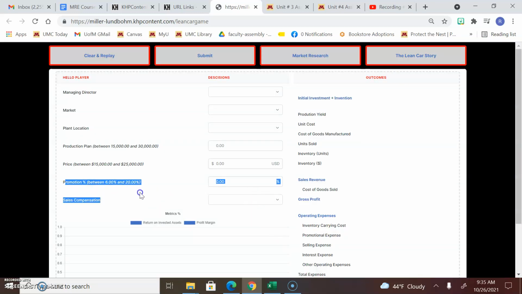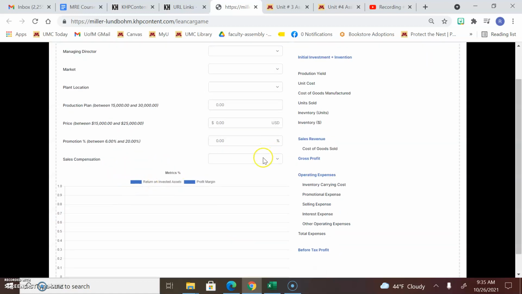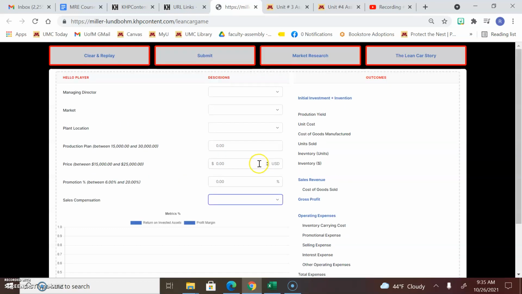You must also choose a promotional percentage. This is going to be your advertising and sales promotions and so forth that you use to help sell the vehicle, anywhere from 6 to 20% of sales. And then a compensation model. This is how you're going to compensate your employees: all salary, all commission, or salary plus commission. This is going to be particularly your sales force. And there are pros and cons to each of these.